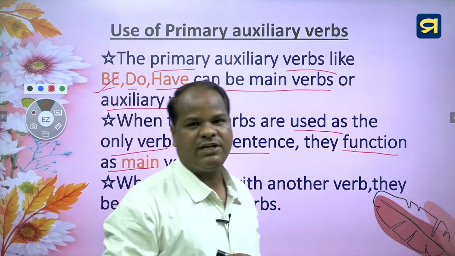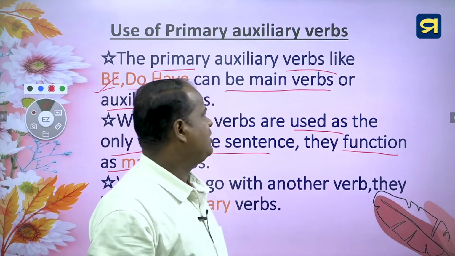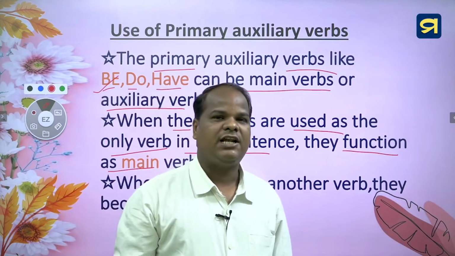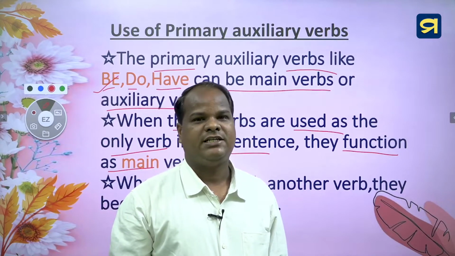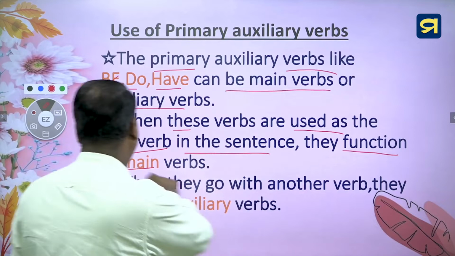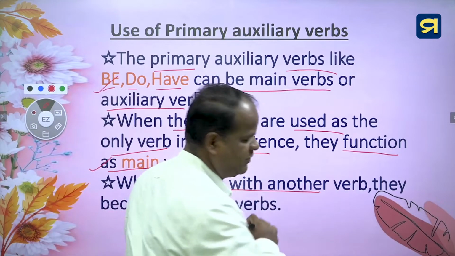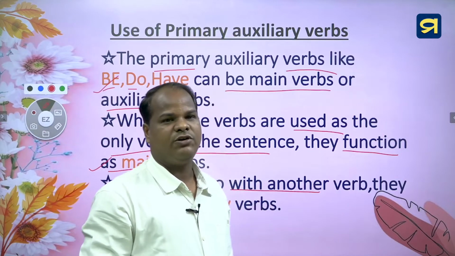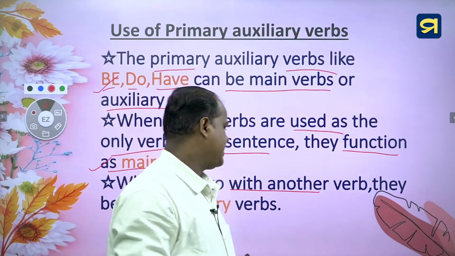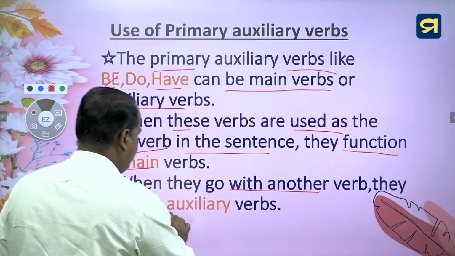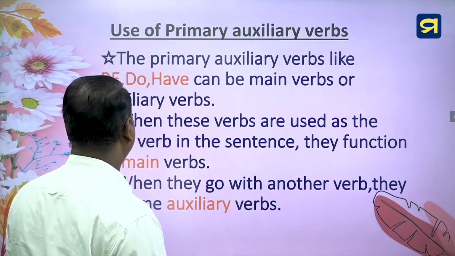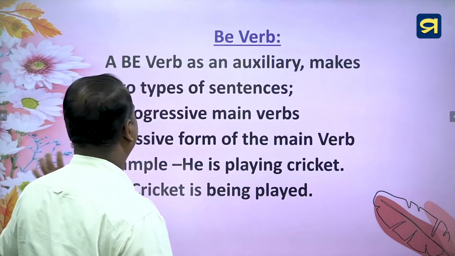You have to remember it well that when the primary auxiliary verb comes single in a sentence, it is used as a main verb. When they go with another verb, meaning when the auxiliary verb goes with another verb in a sentence, they become auxiliary verbs. Dear students, let's know the use of be verbs.